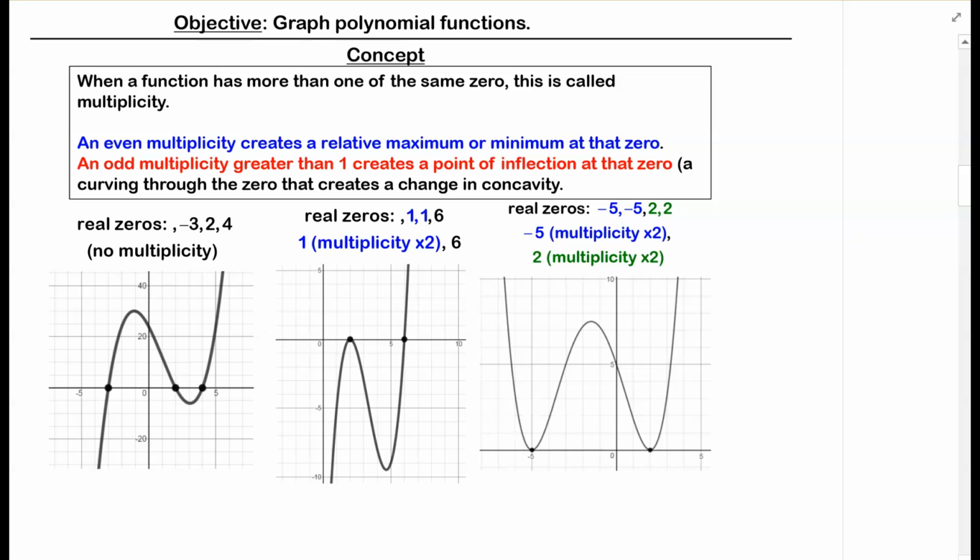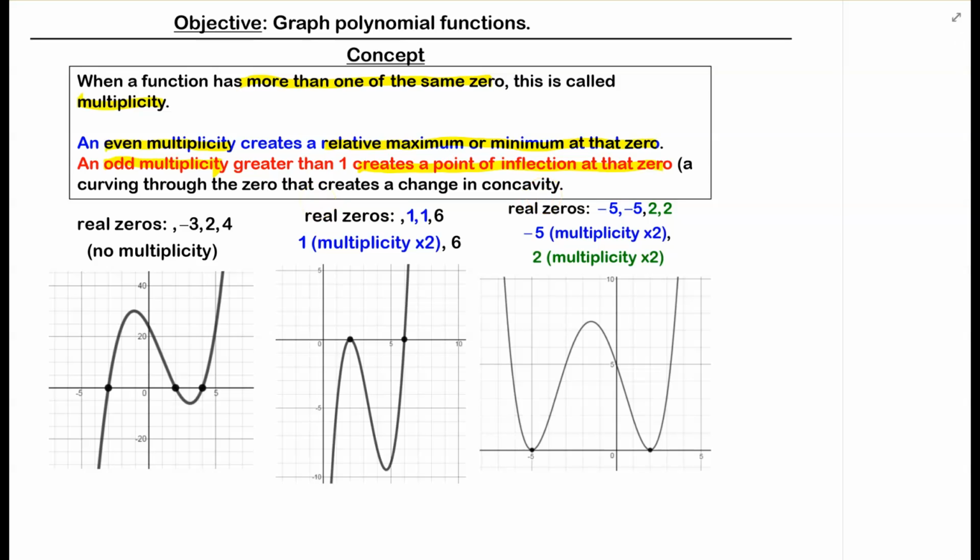All right, so if we look at the concept, when a function has more than one of the same zero, this is called multiplicity. So an even multiplicity, so 2, 4, 6, 8, creates a relative maximum or minimum at the zero. And if we have odd multiplicity, like 3, 5, 7, and so forth, (this says greater than 1, so not including the 1), it creates a point of inflection at that zero, meaning a curve through that point that creates a change in concavity.